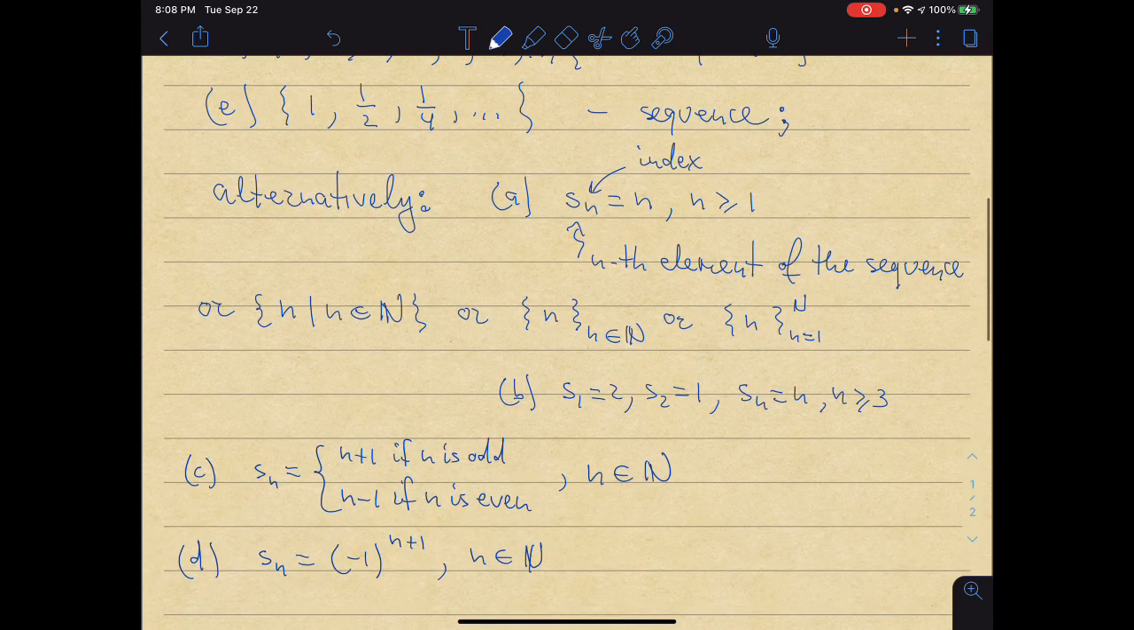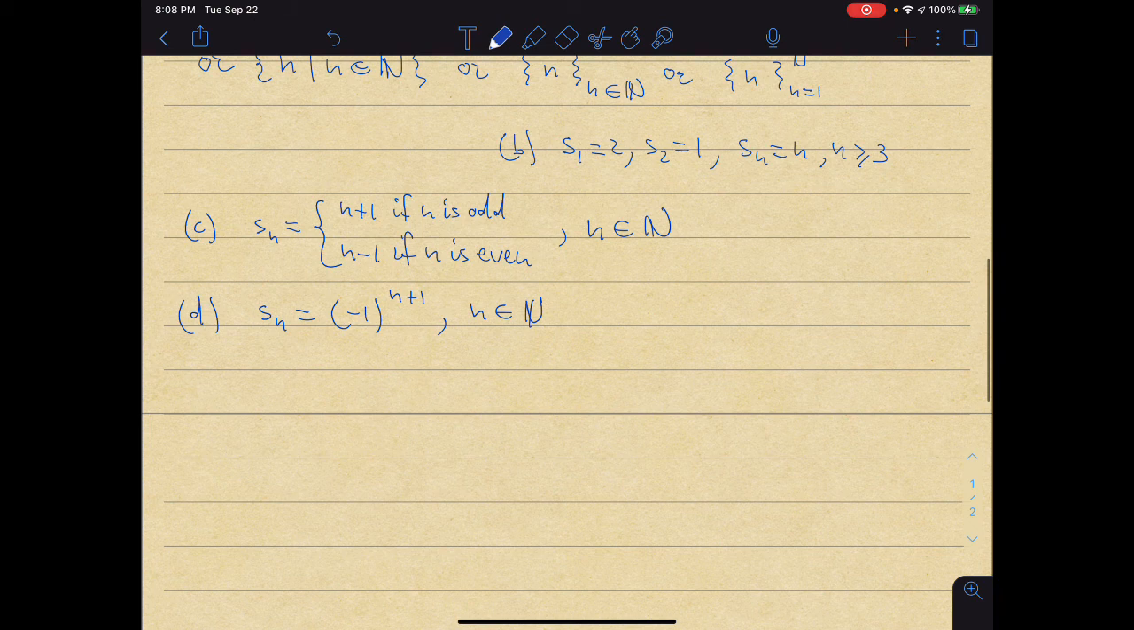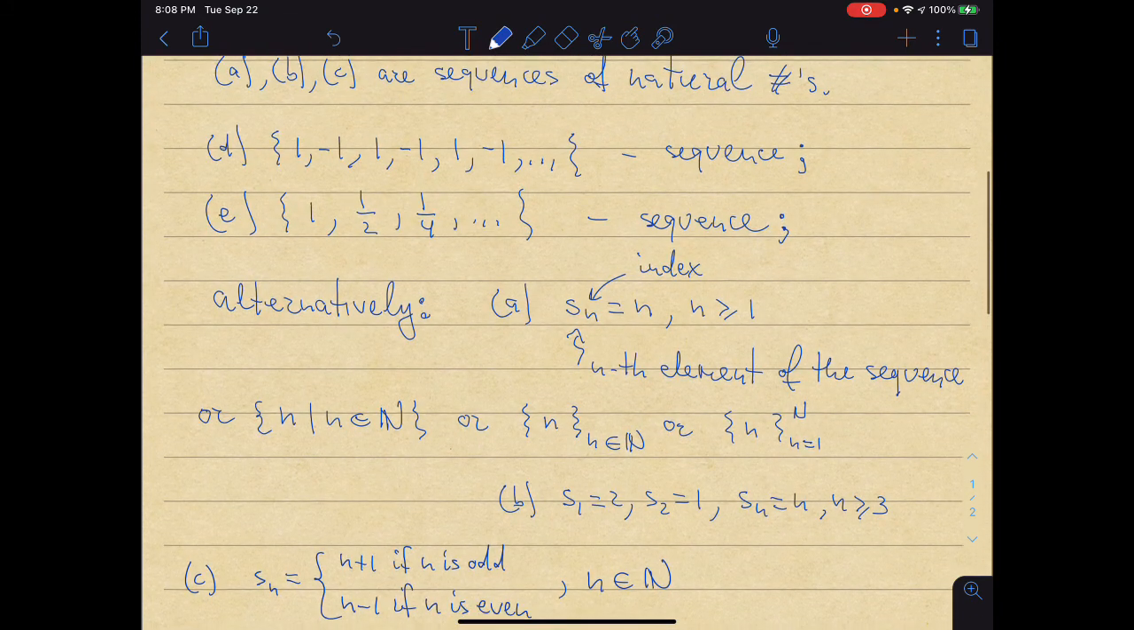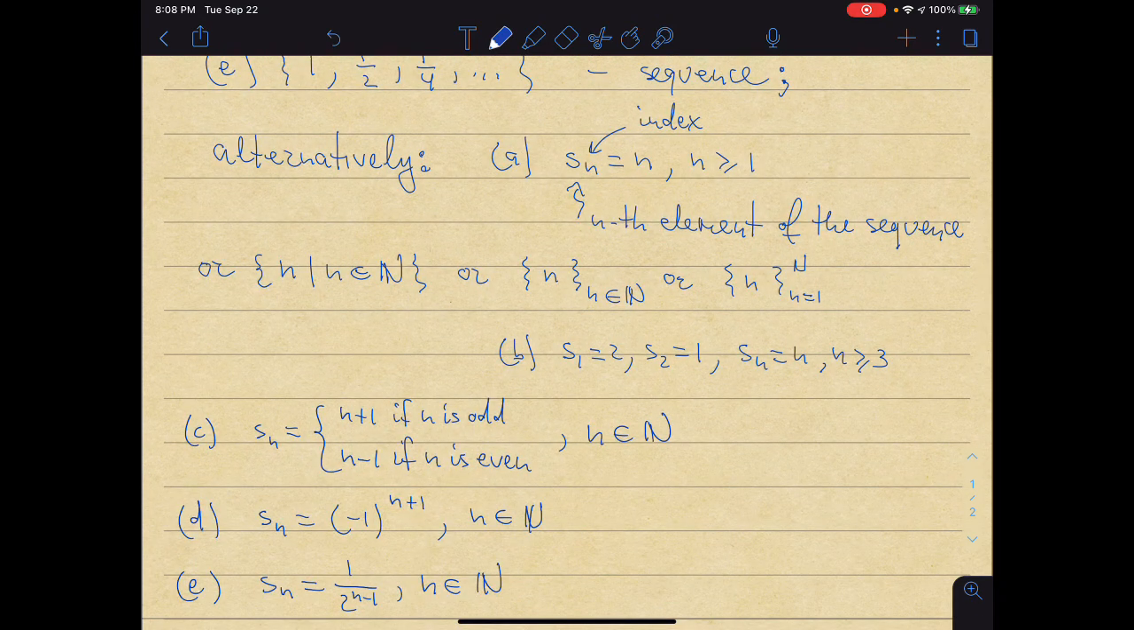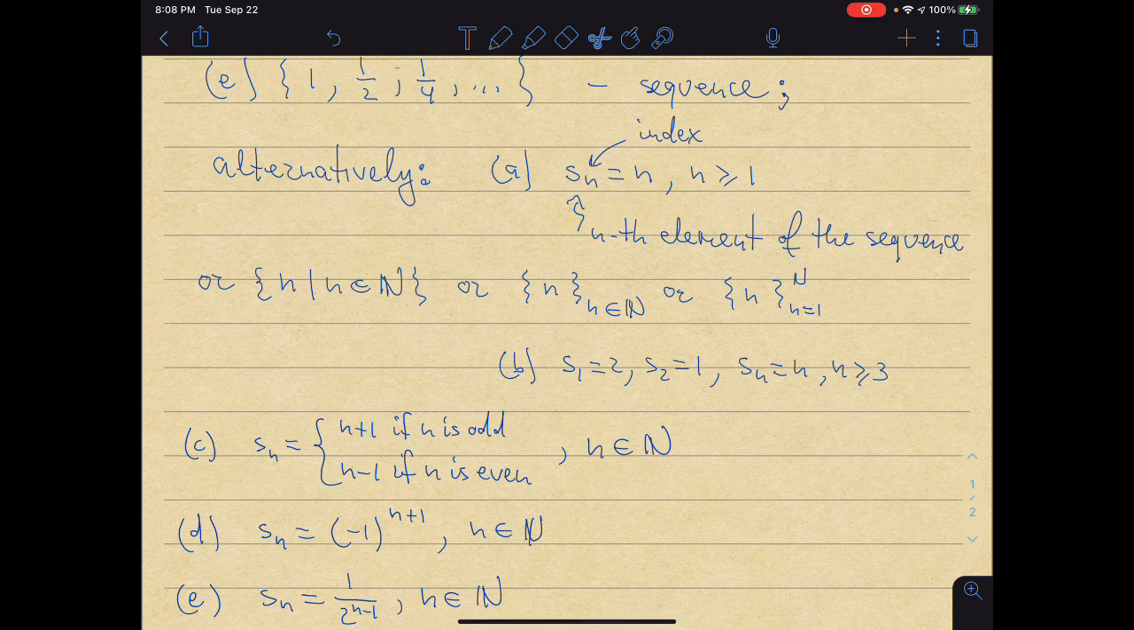And finally, what about E? Well, in this case, it's easy to see that Sn actually is 1 over 2 to the power n minus 1. Right, because if n is equal to 1, I have 1 over 2 to the power 0, this is 1. n equal to 2, 2 minus 1 is 1, 1 half. n equal to 3, right, that's the third position, 1 over 2 to the power 3 minus 1, 1 over 2 squared is 1/4, and so on.